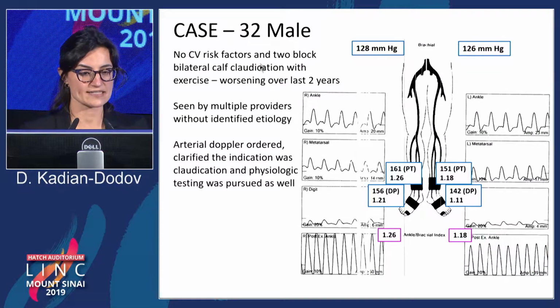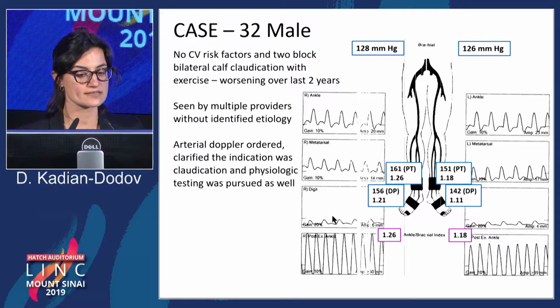So, okay, back to this case with the bilateral calf and foot pain in that young gentleman that was getting worse over the last 2 years. He was sent for ABIs, and this is what came back. So if we were going to take the ABI in the right leg, 128 versus 161, we have an ABI of 1.26, and on the left, 1.18, so both normal at rest.